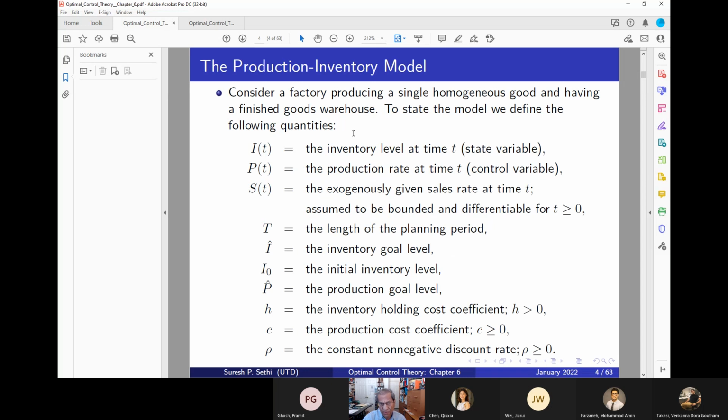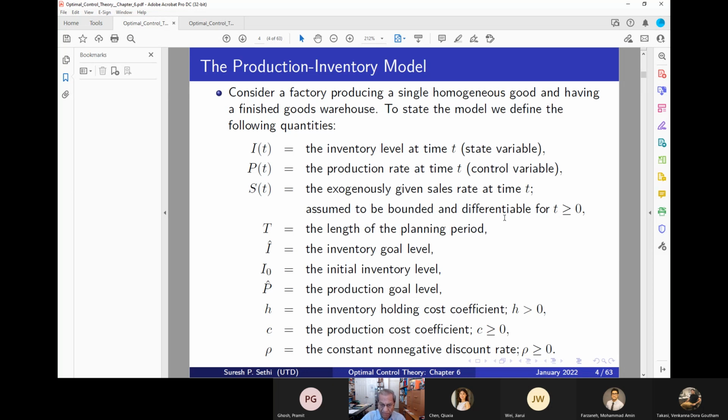So this is the whole Modigliani-Muth-Simon model in optimal control formulation. I_t is the inventory level at time t, P_t is the production rate at time t, S_t is the exogenously given sales rate at time t. We assume this to be bounded and differentiable in time. T is the length of the planning period.